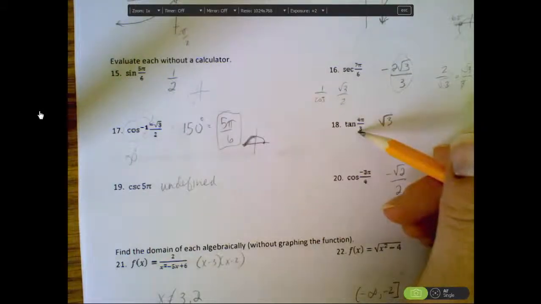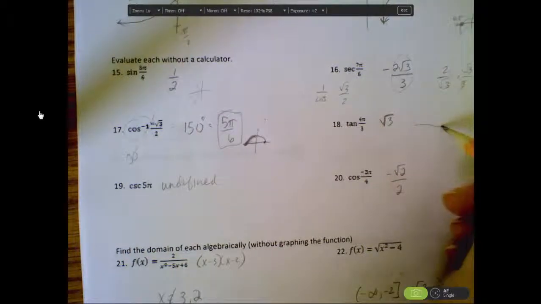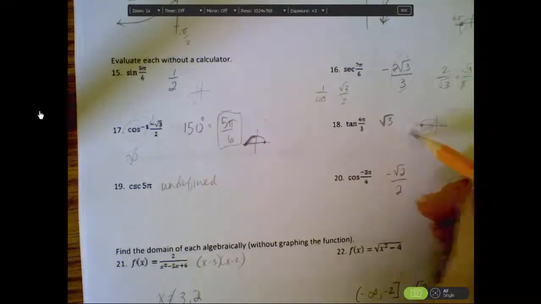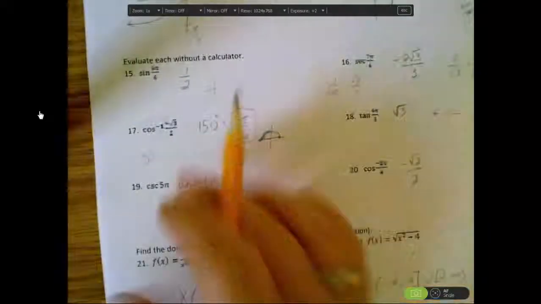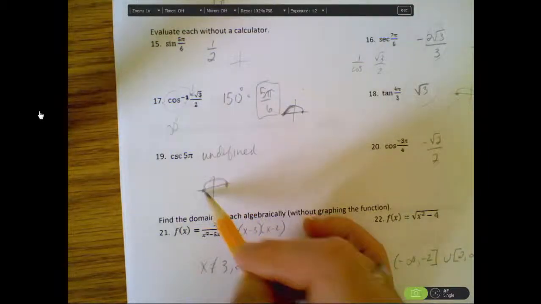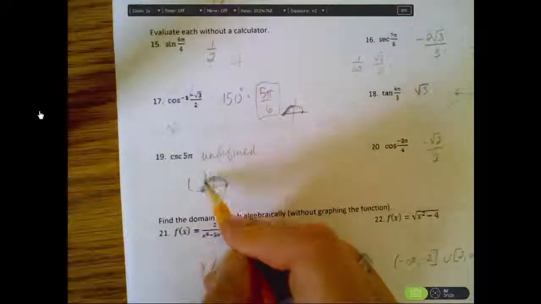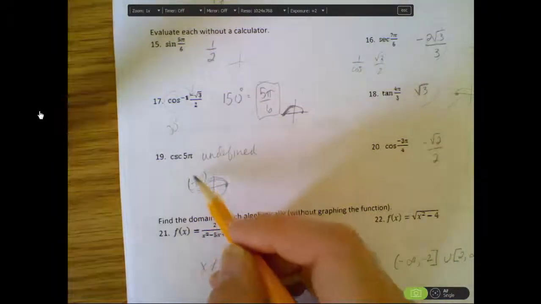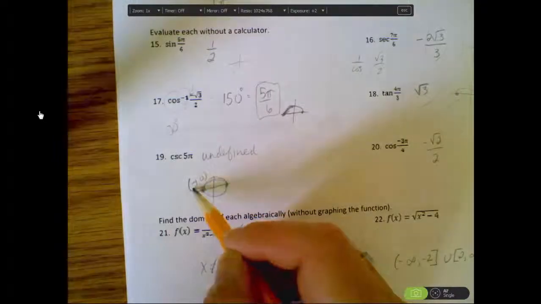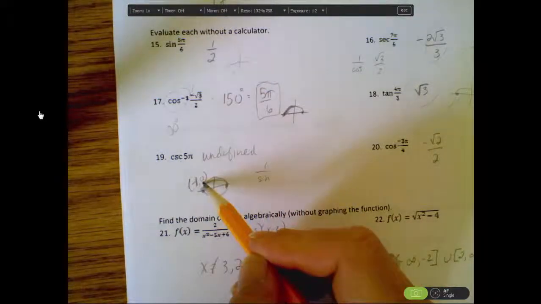Tangent of 4 pi over 3, your reference angle is 60 degrees. Tangent of 60 is root 3. And 4 pi over 3, again, if you think about this as being 3 pi over 3, you're in the third quadrant, and that's positive. Cosecant of 5 pi, so if this is 0, you have 1 pi, 2 pi, 3 pi, 4 pi, 5 pi. It's the same as pi. So the coordinate here is negative 1 comma 0. Remember, cosine is x, sine is y, tangent is y over x, and cosecant is 1 over sine. Well, we just said sine was y, so 1 over sine, 1 over 0, would be undefined.